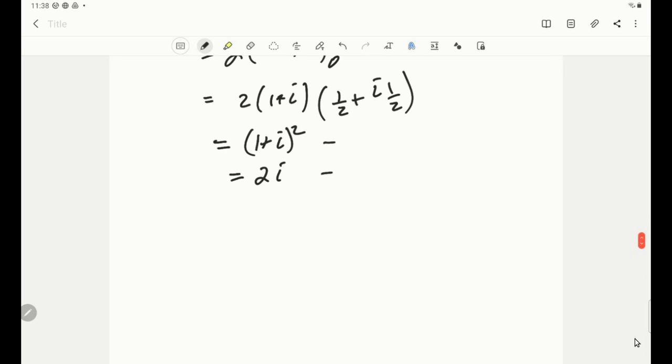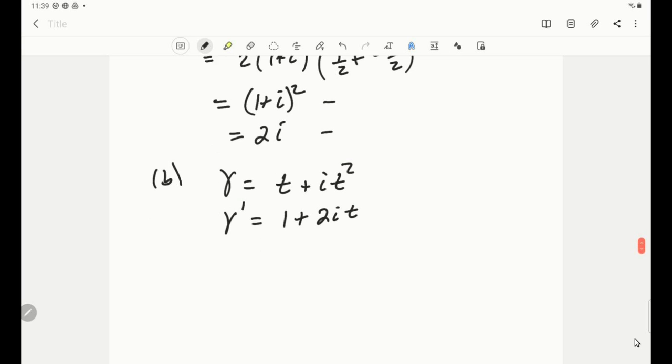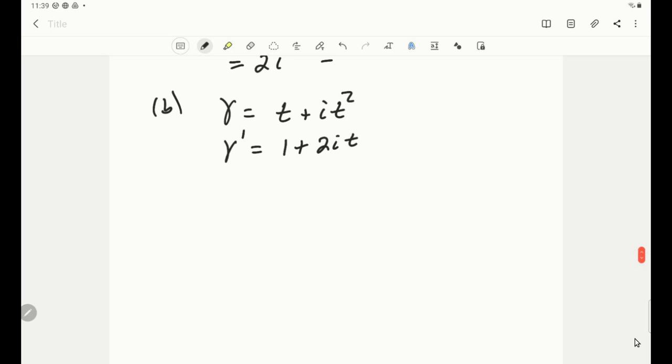So that was A. Here's B, where gamma was t plus i t squared. So gamma prime is 1 plus 2it. Well, this also went from 0 to 1. And so we do that integral, 0 to 1.